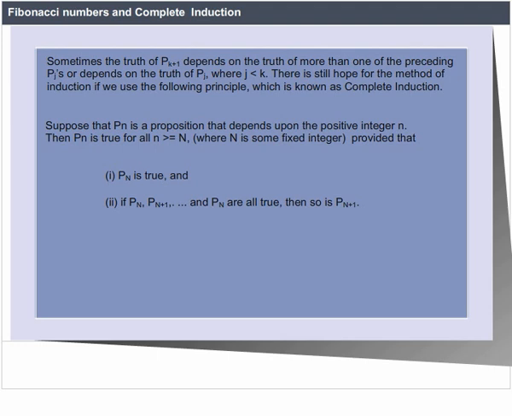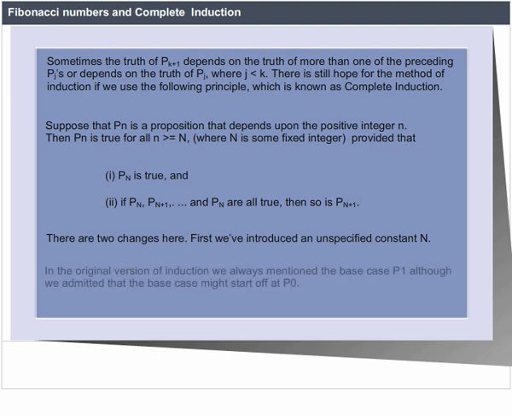There are two changes here. First, we have introduced an unspecified constant n0. In the original version of induction, we always mention the base case P1, although we admitted that the base case might start off at P0. Fibonacci numbers and complete induction.